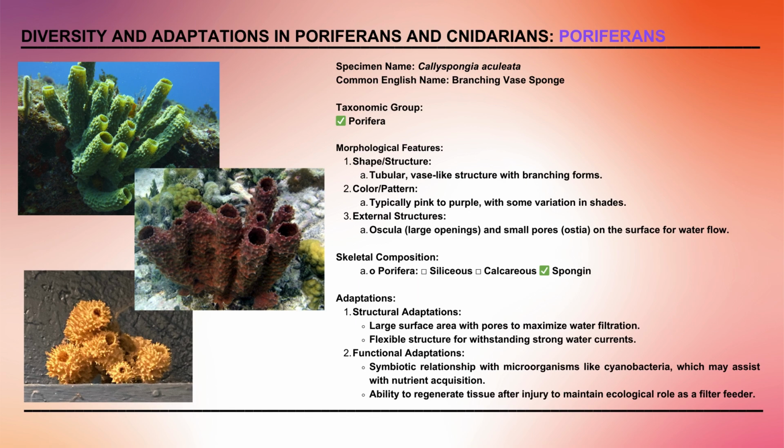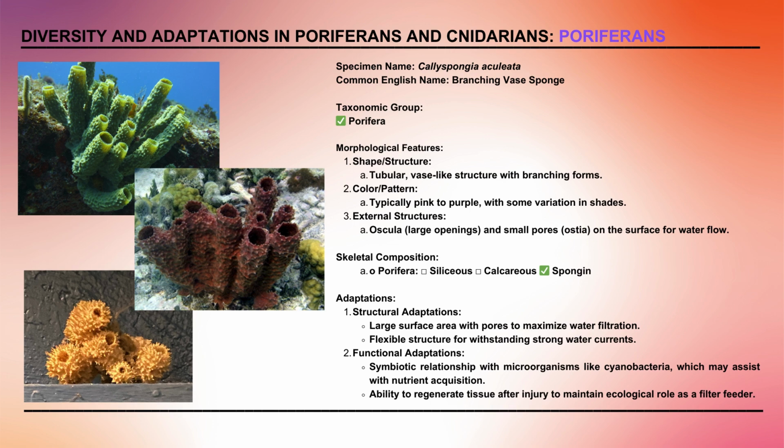Next is the Callyspongia aculeata, known as the branching vase sponge. It belongs to the group Porifera and it inhabits the coral reefs. Its shape and structure is like a vase-like structure with branching forms. Looks like a trumpet because of its tubular shape. The color pattern of this is typically pink to purple with some variation shades of red, brown, and green.